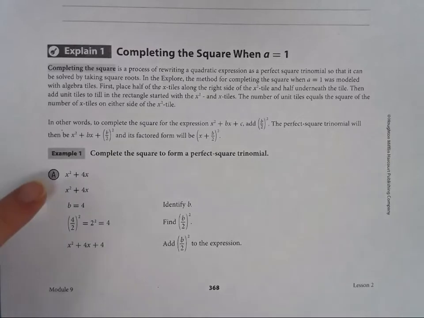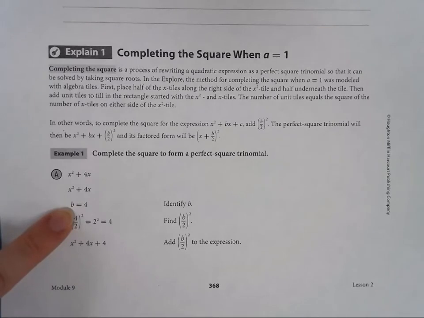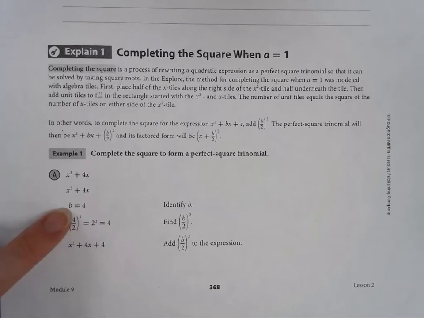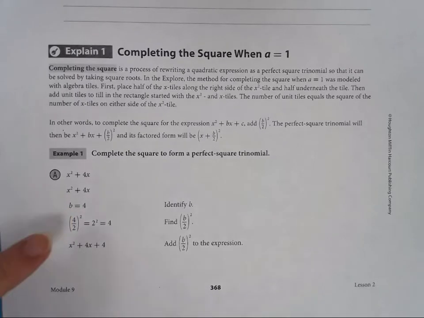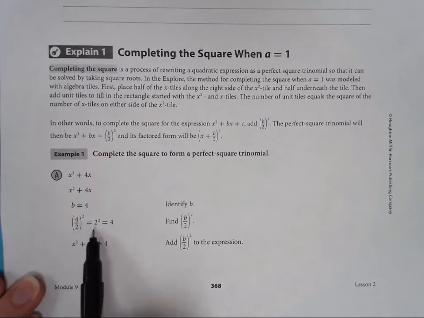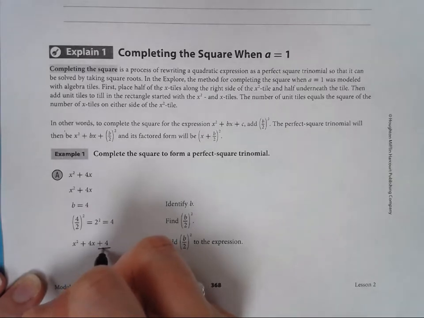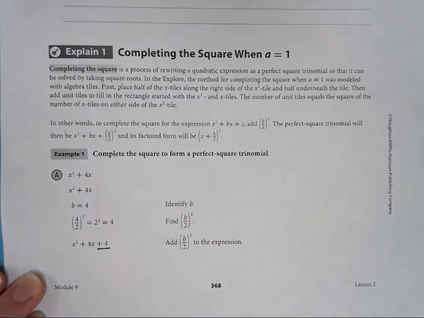So if we have the problem x squared plus 4x, in order to complete the square, find your b value. In this problem, b is 4. Once you find your b value, use the formula half of the b squared in order to know what value you will add in order to make it a perfect square trinomial. So half of 4 is 2. 2 squared is 4. That is the value you will add to make this a perfect square.